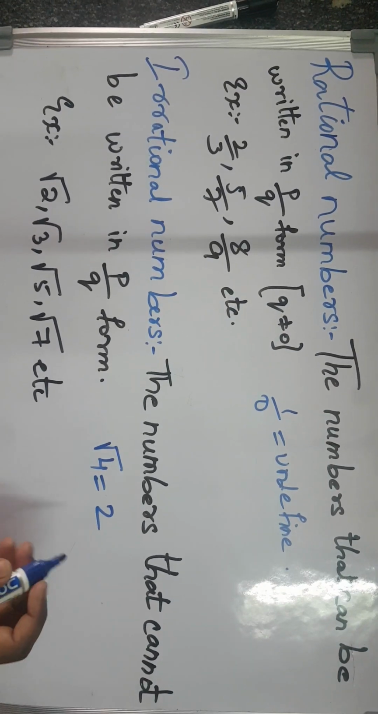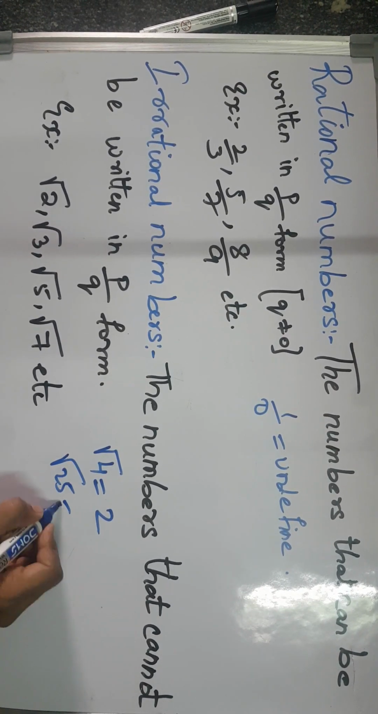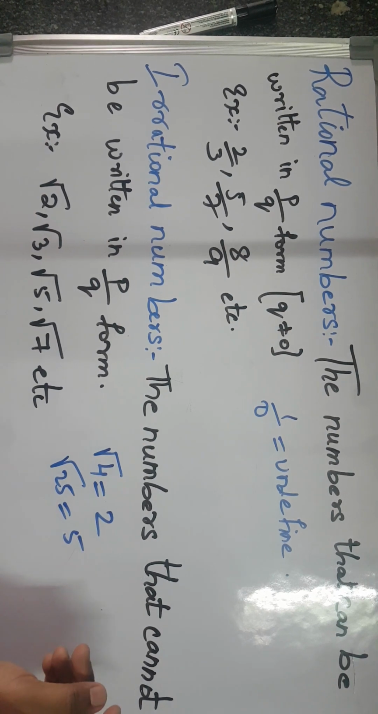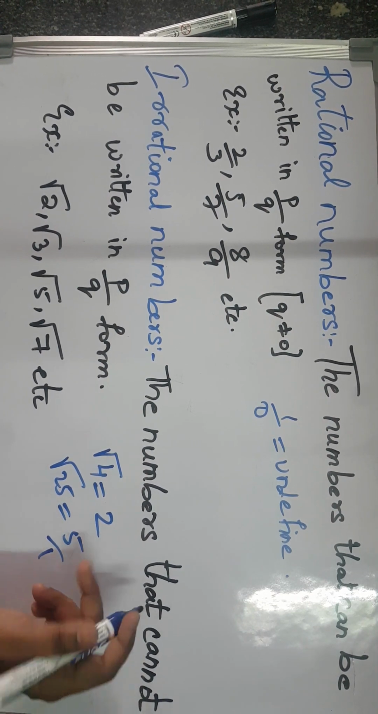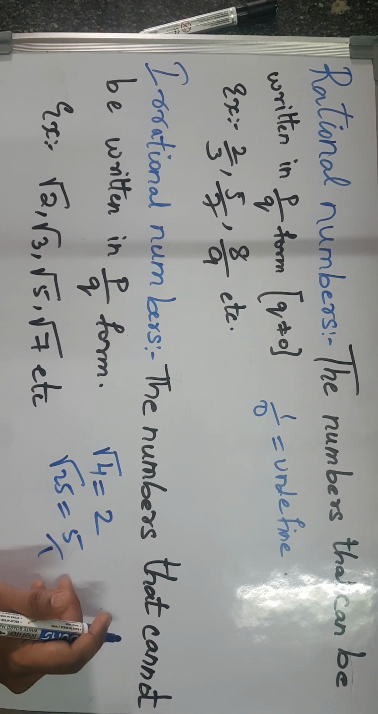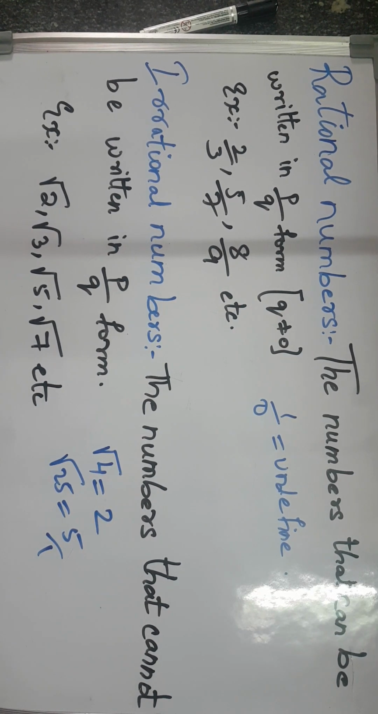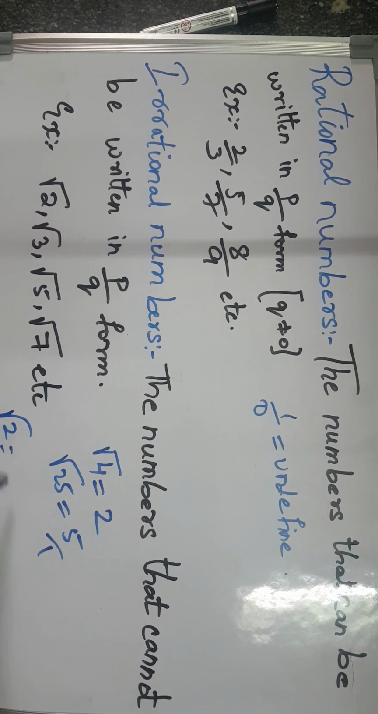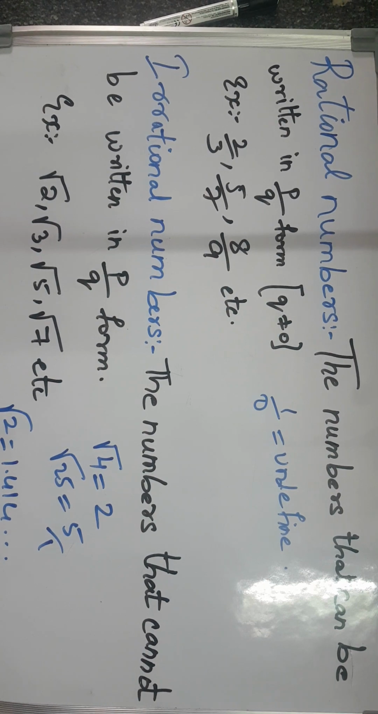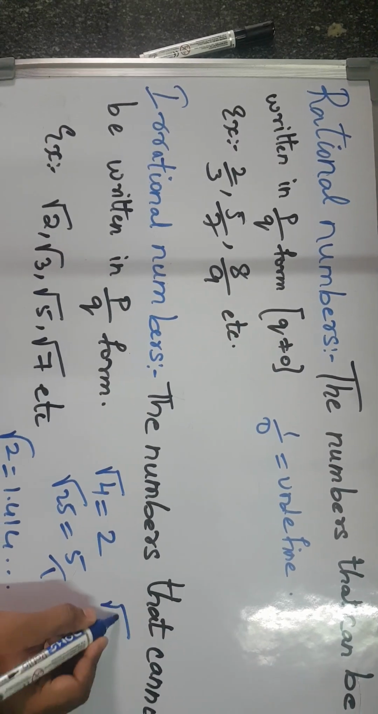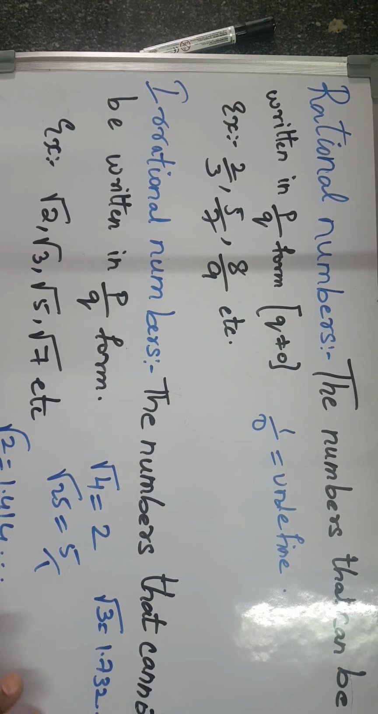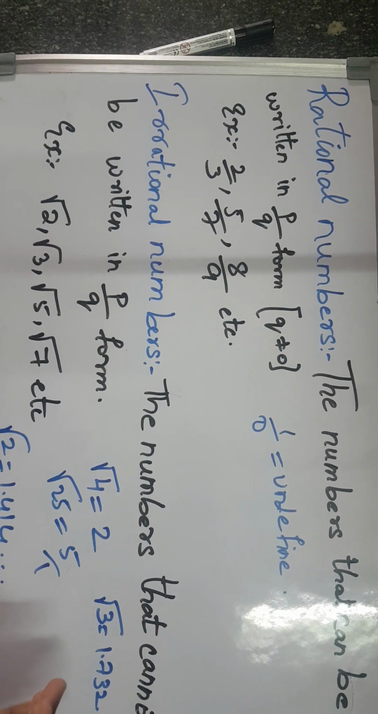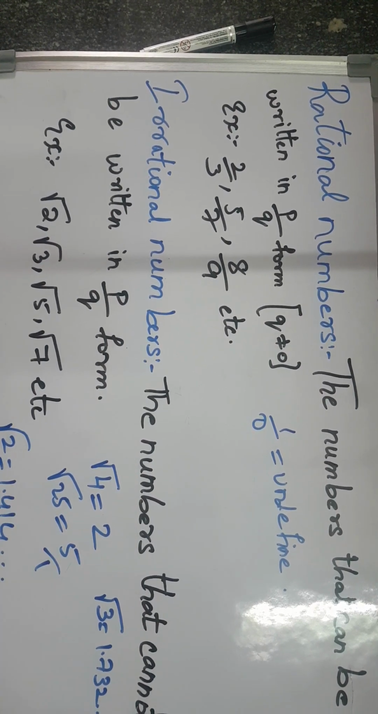And take root 25, this also becomes 5, which is also a rational number. You can write 5 by 1. That's why these values do not become true irrational numbers. Only this value becomes an irrational number. Take root 2, the value of root 2 is 1.414 and continues. This value does not stop and cannot be written in the form of p by q. Take the value root 3, 1.732, this value also continues, but it cannot be written in p by q form. That's why these values are irrational numbers and this value is a rational number.